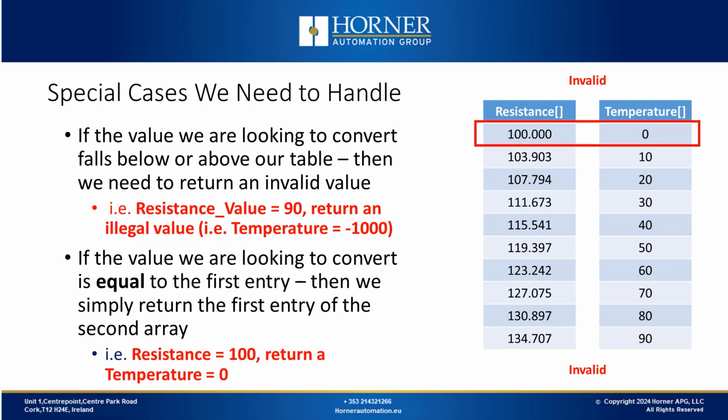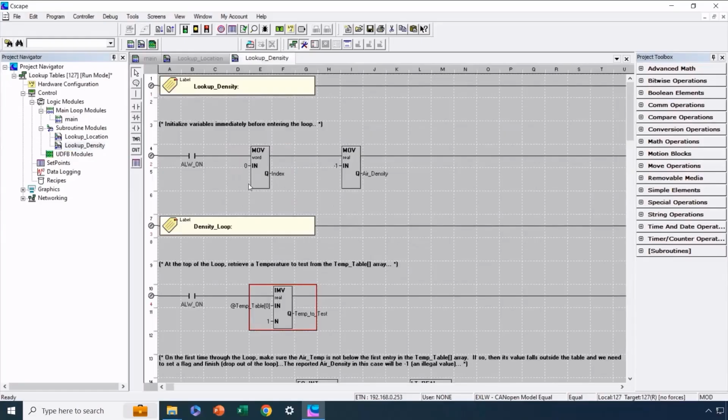Another special case we have to look at is if the resistance value we are converting is exactly equal to the first entry in the resistance array. This is because when we do linear interpolation, we use the values of our current index and the index below that. So we are not able to use this method if there is no value before our current index. If this happens, we will have to drop out of our loop and report the first entry value in the second array. Let's look at our next demonstration in Cscape.